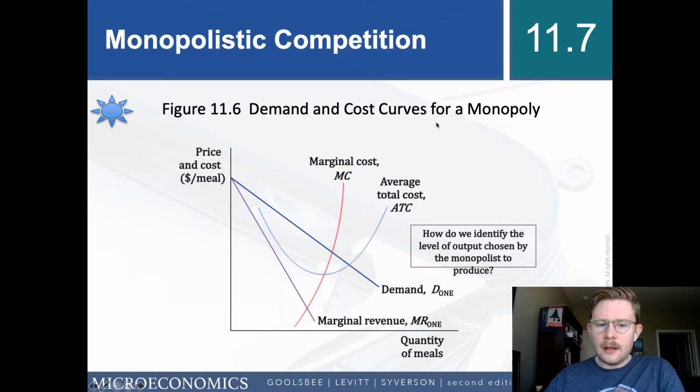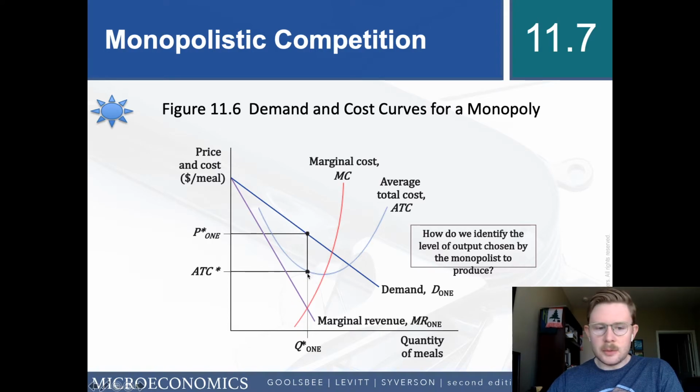So how do we identify what quantity level the monopolist chooses to produce? As always, we say that the quantity occurs where marginal revenue equals marginal cost. And like in the monopoly case, the price happens when you follow the quantity curve up to the demand curve. So we have P star here and Q star here.